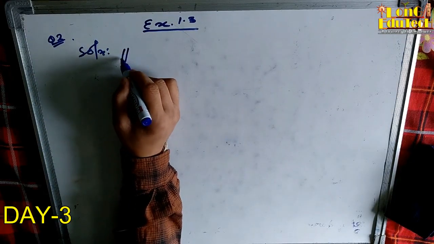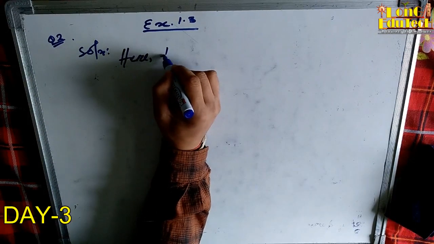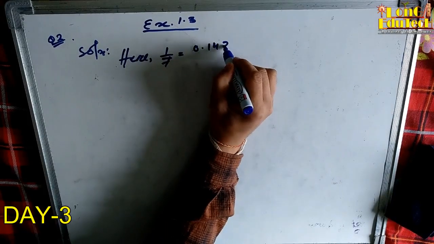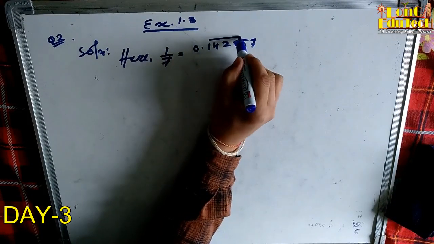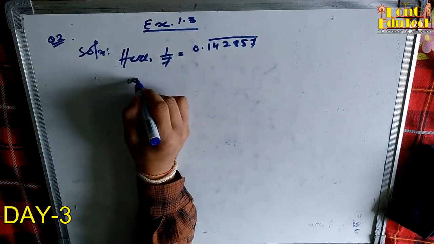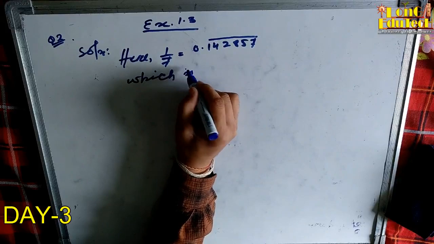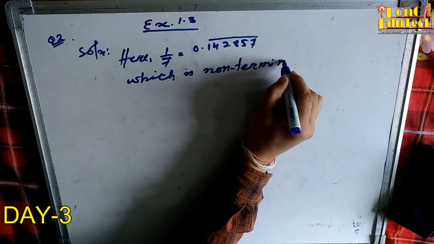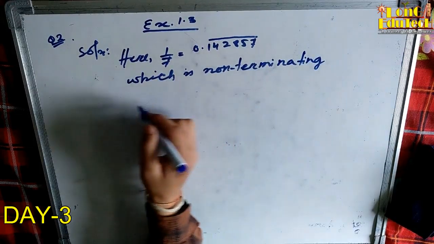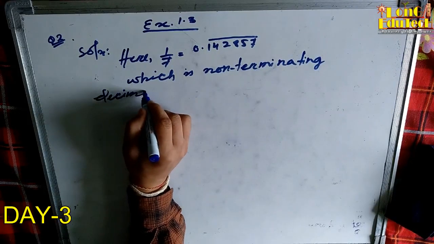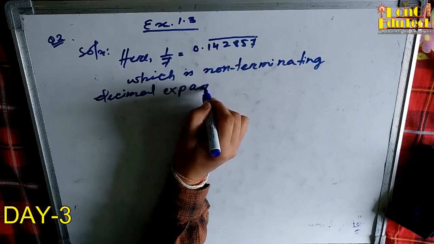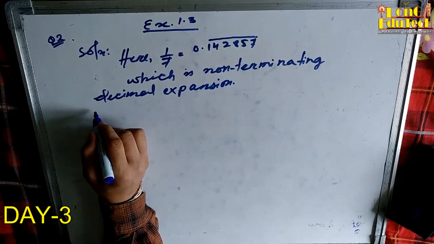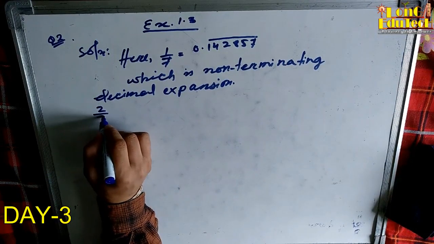So here it is given that 1 by 7 is equal to 0.142857 bar. That means which is non-terminating decimal expansion. Okay, and the remainder never becomes 0, right? Which is a non-terminating expansion. That's why, therefore, the question says to find out for 2 by 7 also.